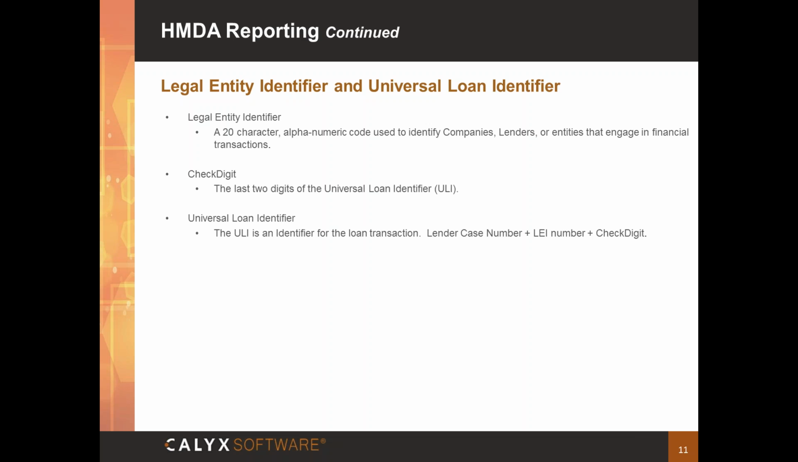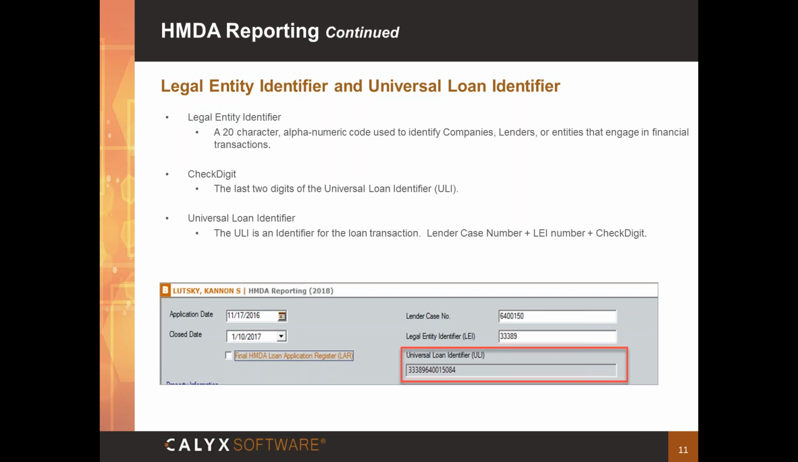The Uniform Loan Identifier is an identifier for the loan transaction. It is a combination of the lender case number, the LEI number, and the check digit. All of those are configured together to make the ULI. You will see under the HMDA Reporting 2018 area that the lender case number gets populated automatically here. The legal entity identifier is input here. You can add this to your master templates so that it auto-populates that number.